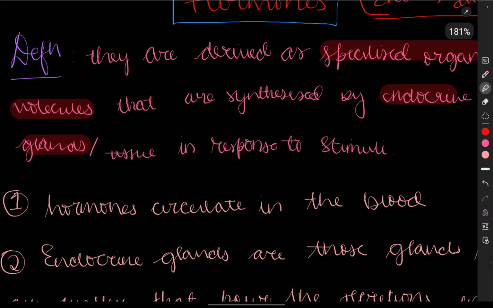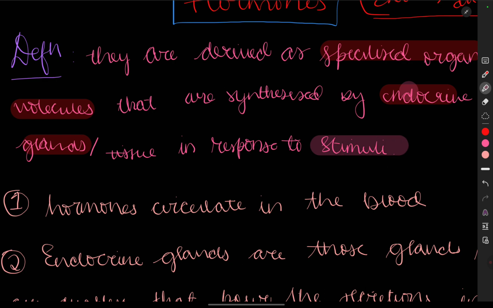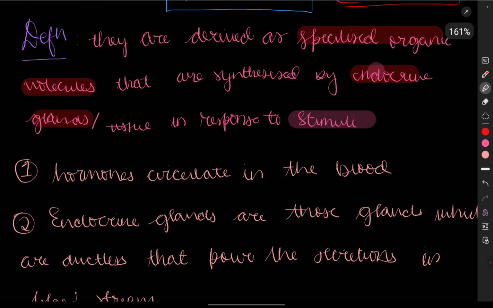Hormones are synthesized by the endocrine gland tissue in response to stimuli; it can be any stimuli. If we take the example of the adrenaline hormone, which is commonly called the fight or flight hormone: suppose a person sees a snake in his bedroom. That acts as a stimulus, adrenaline is released, and then he starts running, shouting for help and other things. So this is called the stimulus.